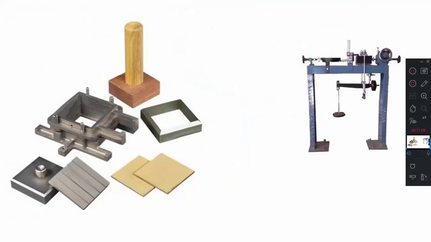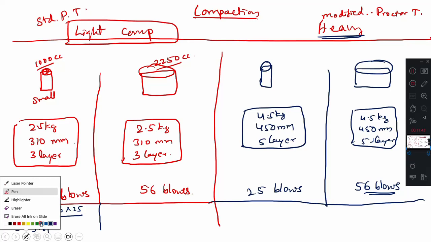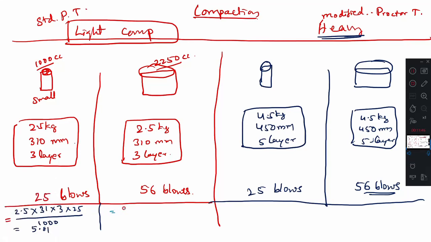Now, very interestingly, I will go to the next slide. Look here. Here I will calculate the energy for light compaction. How to calculate? 2.5 into 31 into 3 layers into 25 number of blows divided by 1000. Correct? Then what is your answer? This is your 5.81. The answer is 5.81.